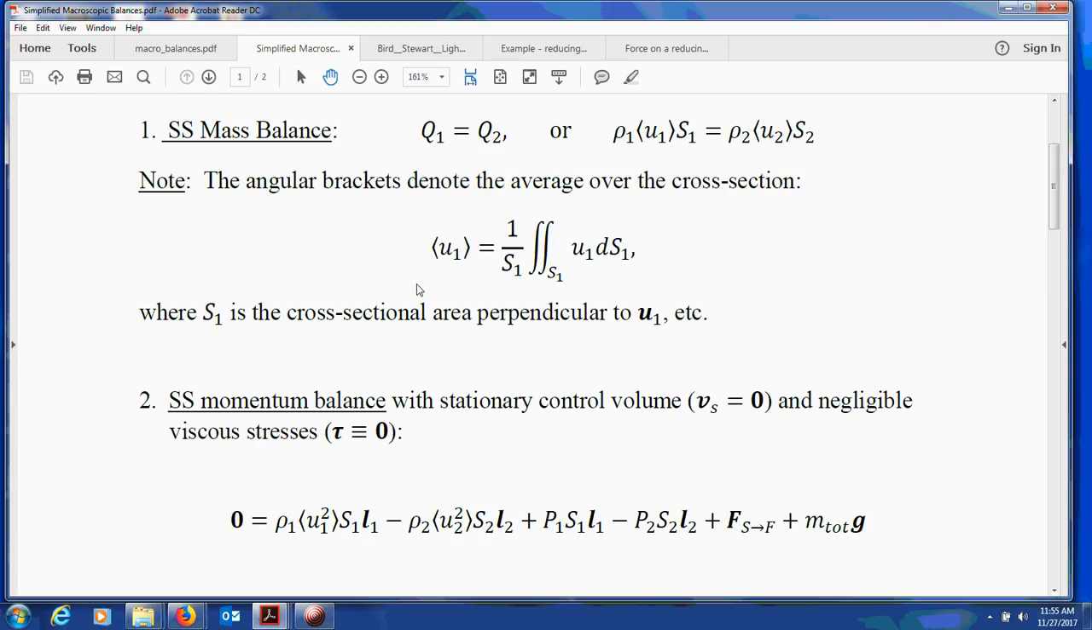So, if we look at the simplified macroscopic balance handout, the mass balance says that the volumetric flow rate at position 1 is equal to the volumetric flow rate at position 2 at steady state. And the momentum balance is written as shown here, where L1 is a unit vector in the direction of U1, and L2 is a unit vector in the direction of U2.